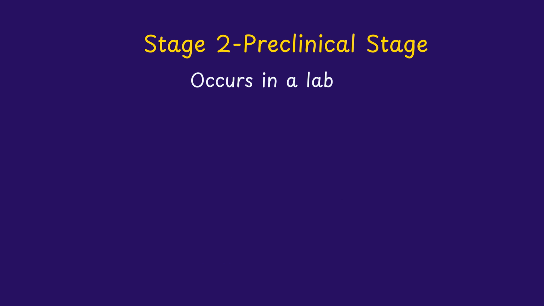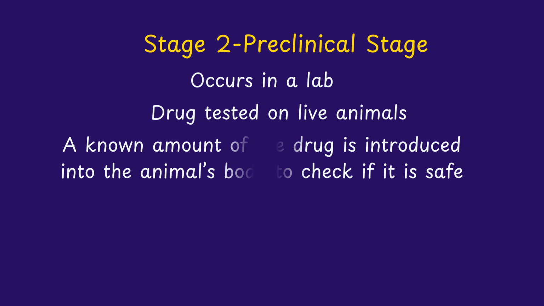Stage 2 is also called the preclinical stage, and this stage also occurs in a lab. The drug is tested on live animals. A known amount of the drug is introduced into the animal's body to check if it is safe. The new drug is tested on a rodent, usually mice or rats, and a larger non-rodent mammal, for example rabbits.